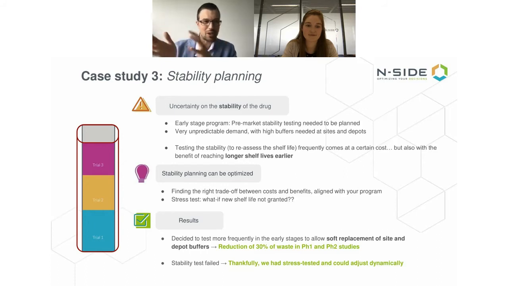And we had to figure out, what do we do in terms of stability? And we essentially have two directions that we could take. So either we went for something with very frequent stability pools.